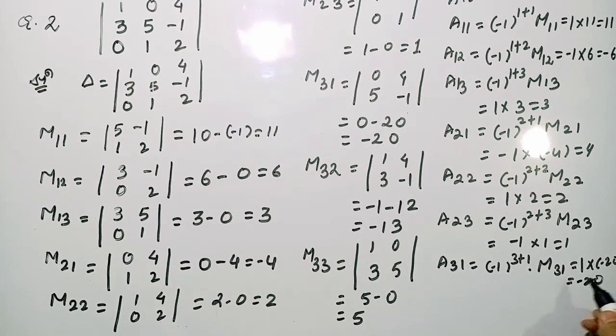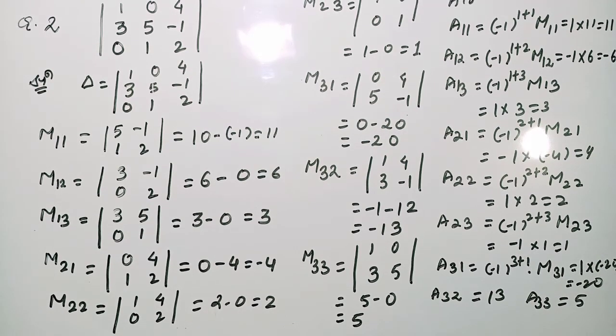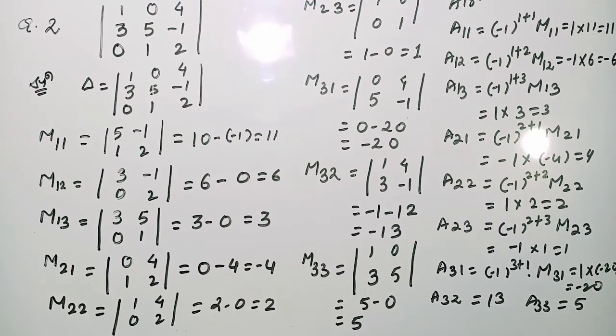Similarly students, we can get the cofactor of remaining elements like A32, 13, A33 will be what, 5. Okay students, here we are completing today's video lesson. I hope you have understood how to find out minor and cofactor of matrix having order 2 by 2 and 3 by 3.